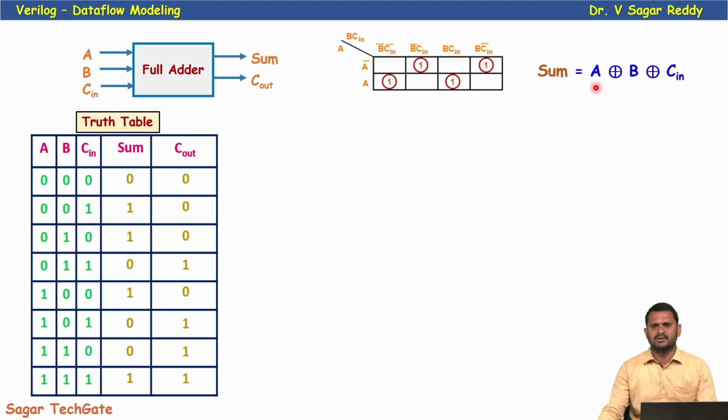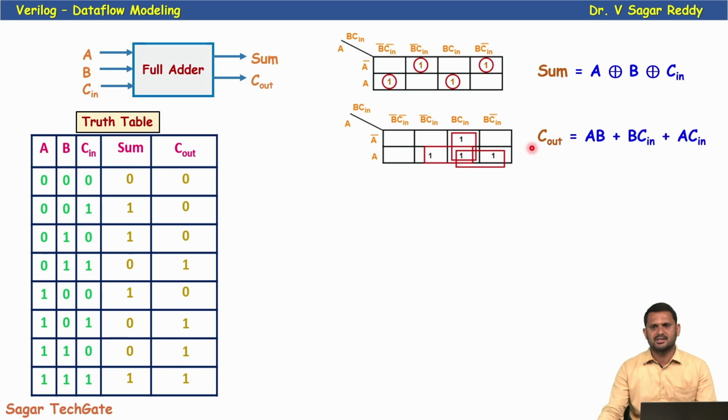If you use K-map, this sum is equal to A XOR B XOR C. Clear? So this is a carry expression, AB plus BCn plus ACn. Even if you write it directly, we will get this. So this is the BCn. Here 1 is there, A into Cn. Here 1 is there, A into B. Here 1 is there. Okay, simply you can write it.